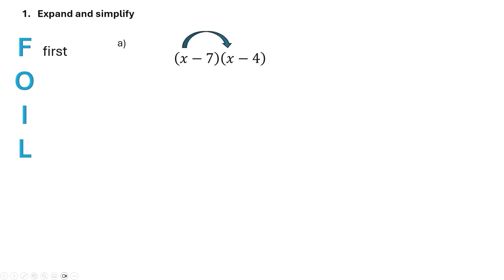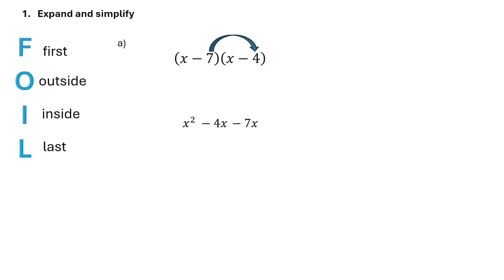term is x times x, gives us x squared. Our outside terms are x times negative 4, gives us negative 4x. Inside terms are negative 7 times x, gives us negative 7x. And our last terms are negative 7 times negative 4, which gives us positive 28. We collect our like terms, negative 4x and negative 7x, for a final answer of x squared minus 11x plus 28.